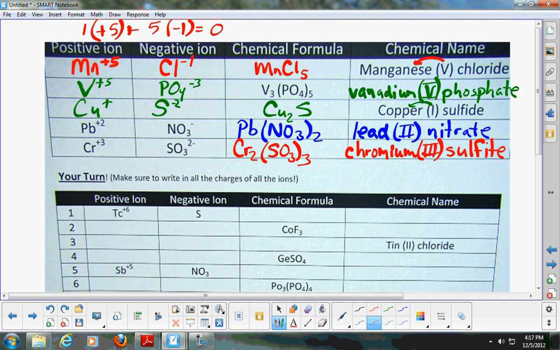All right, so here's some examples. This part right here, down in this area, is your turn. Make sure that you write all the charges. A lot of them are losing points because they're not writing charges of the ions, the negative and the positive. This will be out of 80, so it's a half a point box. If you need any help, come on in and ask me some questions.